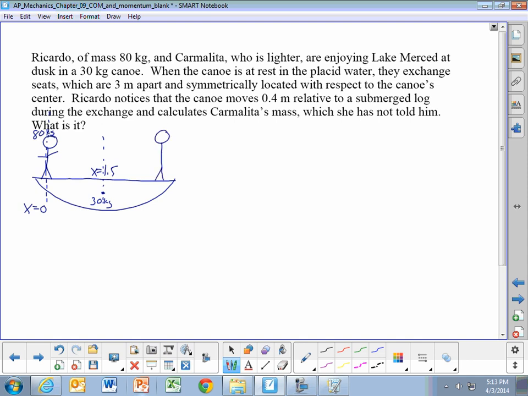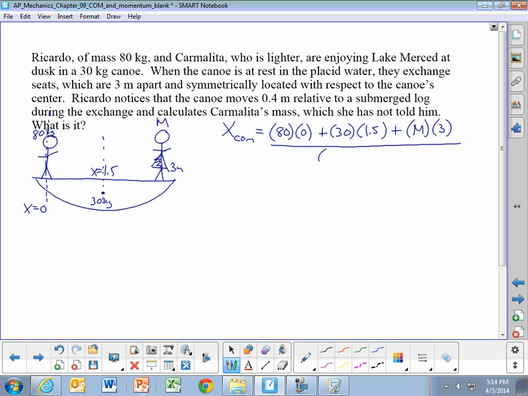And then we have Carmelita. She's wearing a dress. And she has an unknown mass, but she's located at 3 meters. And so the center of mass before they moved is 80 times 0 for Ricardo, plus 30 times 1.5 for the canoe, plus m times 3 for Carmelita, divided by the total mass of 80 plus 30 plus m.